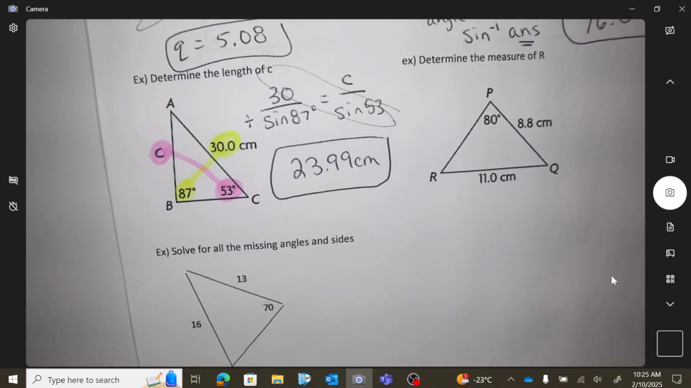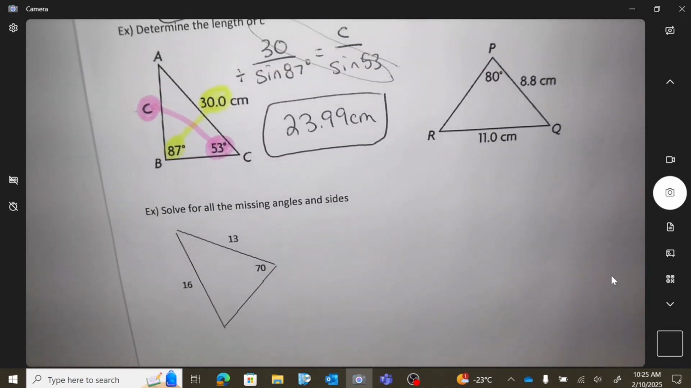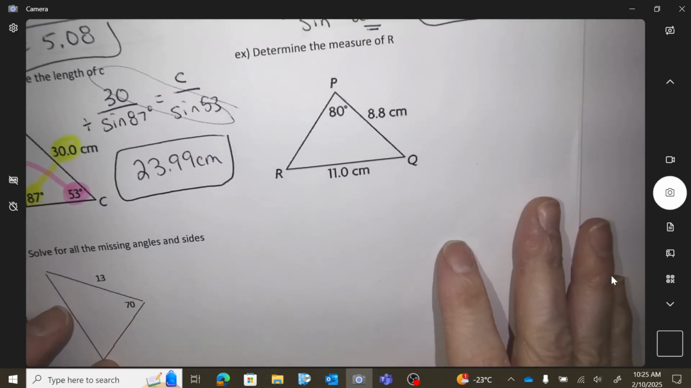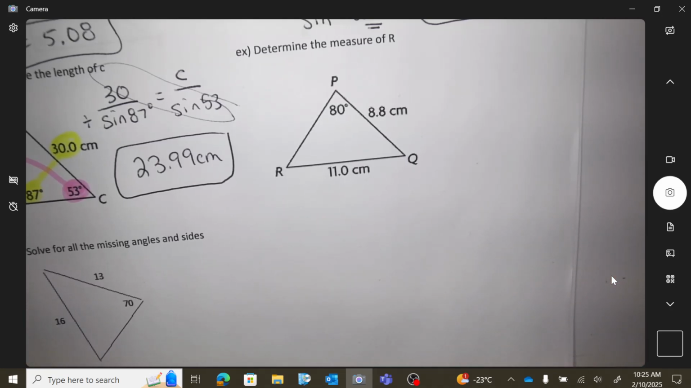Are we matching? Did we nail our calculator? 23.99. Yeah, that's right. I thought you had to do it across, because that's across and that's across. This is bottom, this is top. This is bottom, this is top.